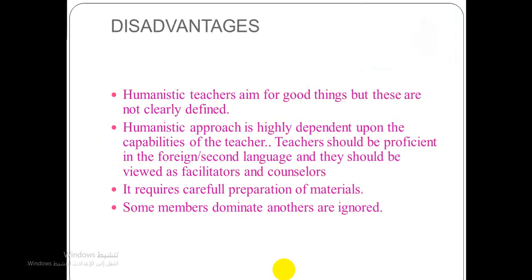Yes, disadvantages of this approach. Humanistic teachers aim for good things, but these are not clearly defined. The humanistic approach is highly dependent upon the capabilities of the teacher. Teachers should be proficient in both languages, the target language and the mother tongue. It requires careful preparation of materials by the teachers. Some students dominate and others are ignored.